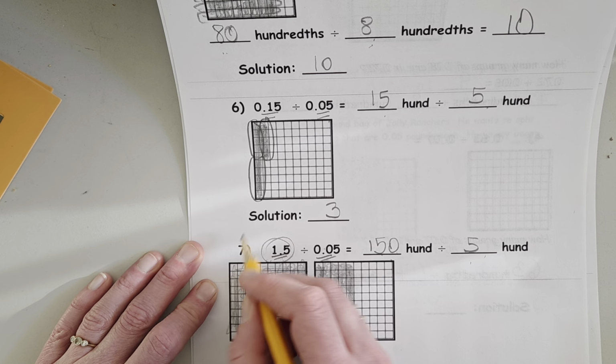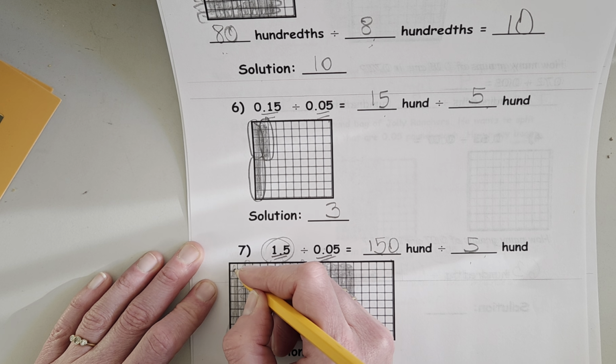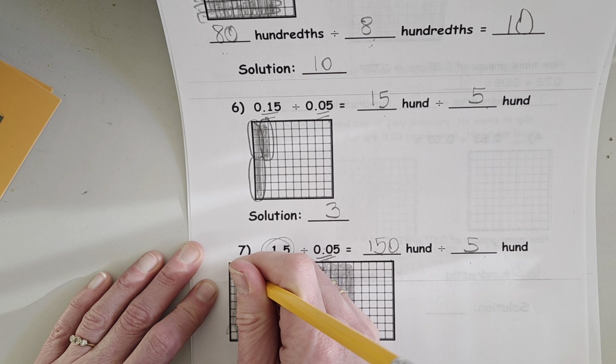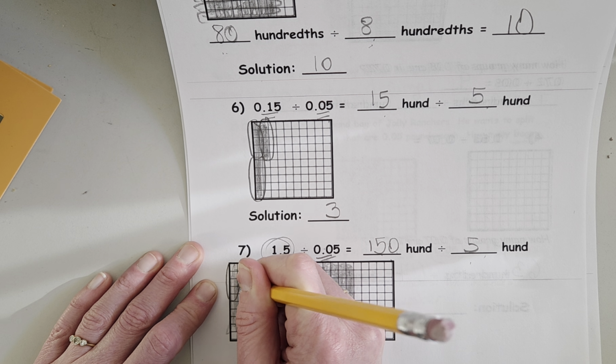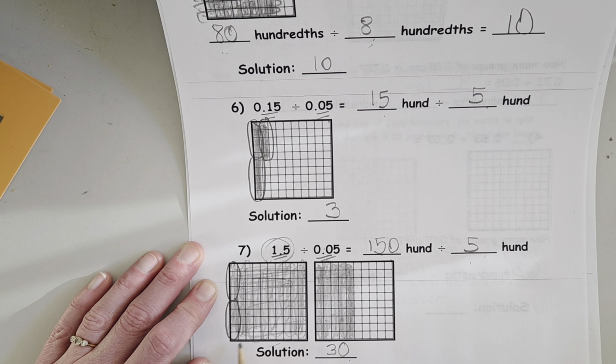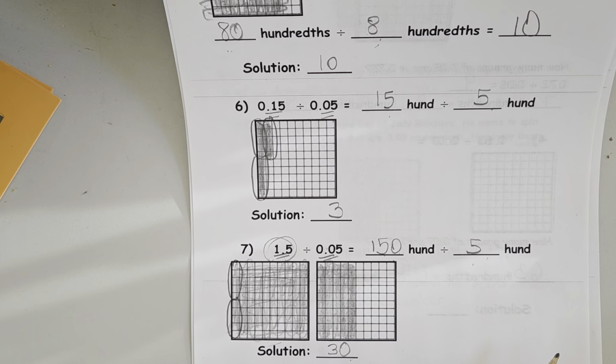And I could circle all those 5s, but we can see how we could easily get to 30 groups of 5 hundredths. 1, 2, 3, 4, 5. 1, 2, 3, 4, 5. Look at that. We can definitely see how this is going to add up to be 30 groups total.